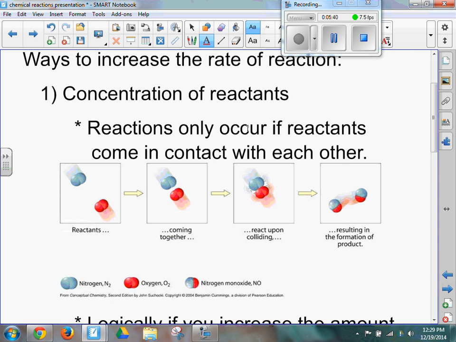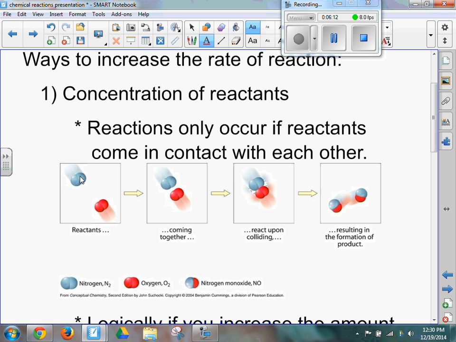So reactions occur if the reactants come into contact with each other. So I have a little diagram here I took off the internet. These are the two reactants, nitrogen gas and oxygen gas. Notice here they're diatomic, N2 and O2, those are diatomic elements. Okay, nitrogen gas and oxygen gas. These are free floating, and you see this little almost fade away here of the actual picture. That's supposed to be depicting motion. So these particles are actually moving towards each other.